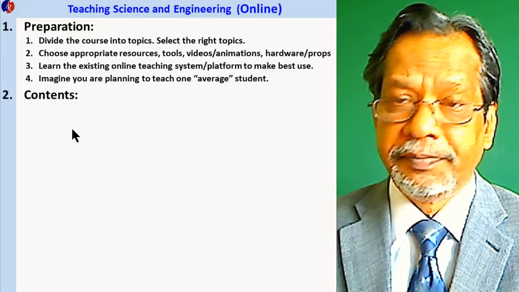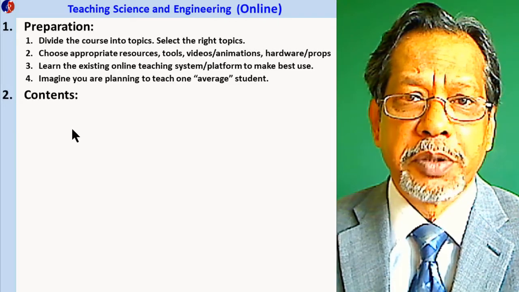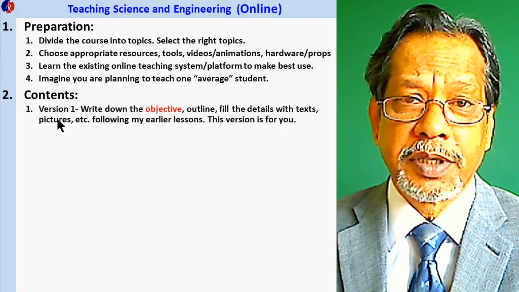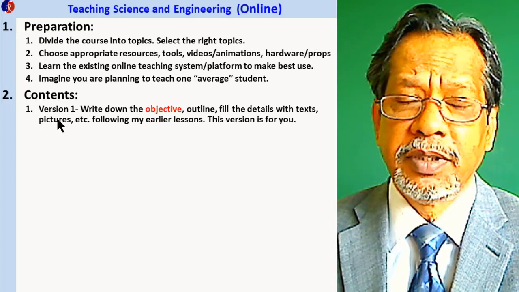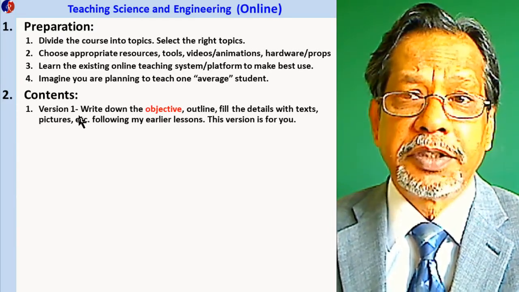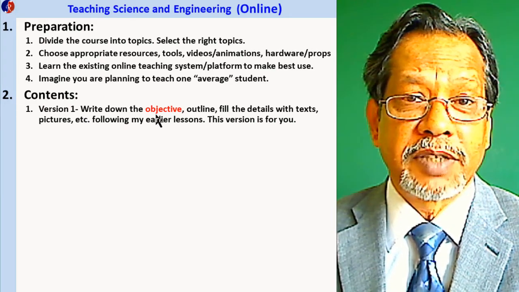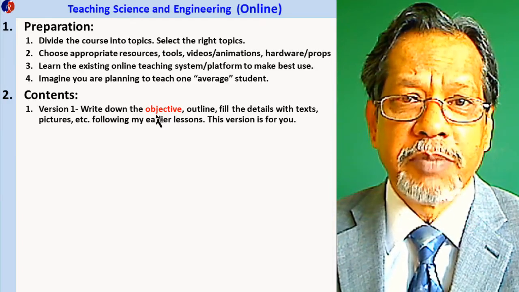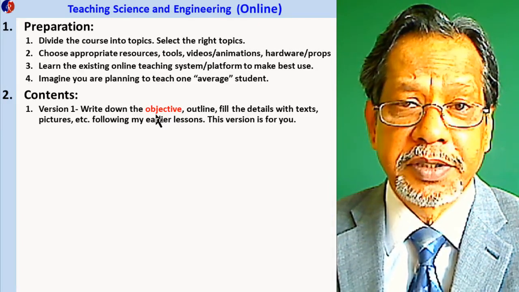Contents, preparation of contents. That's very important. Contents are much more important than tools. I'll tell you right away. Make 2 versions of your contents. For example, the first version should be for you. Details, notes, write down the objective. That's very important. For example, I told you what my objective of this class is today.